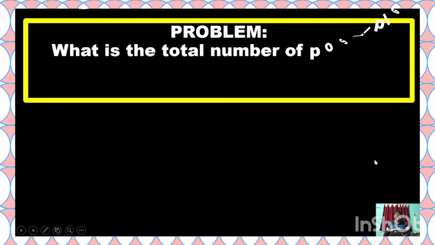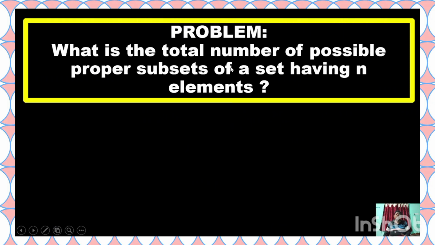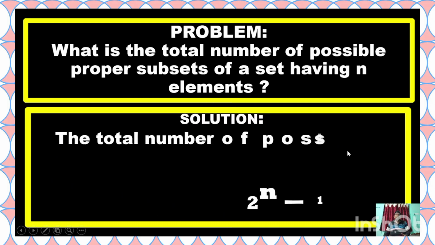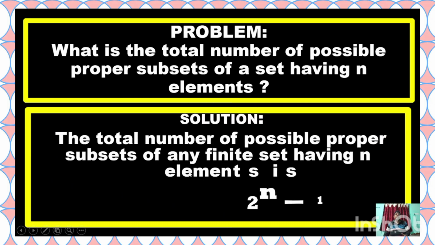Let us have another problem. Simple and fundamental problem. Same problem we discuss. What is the total number of possible proper subsets of a set having n elements? It is one of the interesting problems. How many total possible proper subsets you have to find out of any finite set? Understand? So the total number of possible proper subsets of any finite set having n elements is 2 to the power n minus 1. Note down this formula. Understand? Okay.